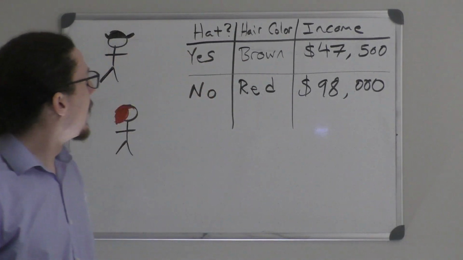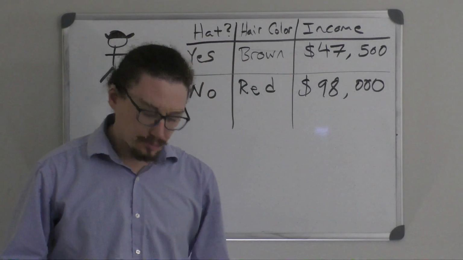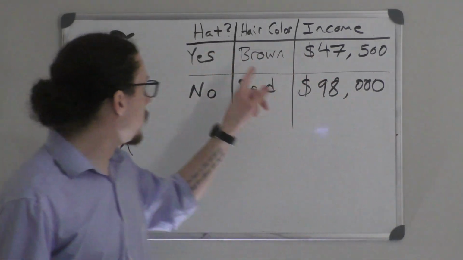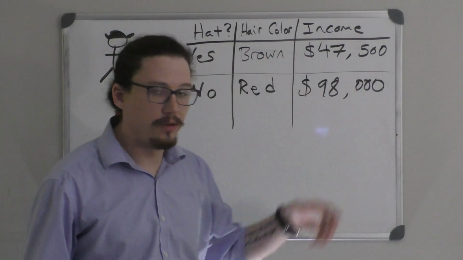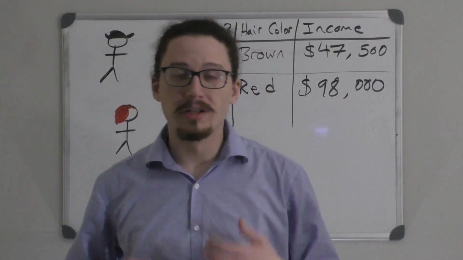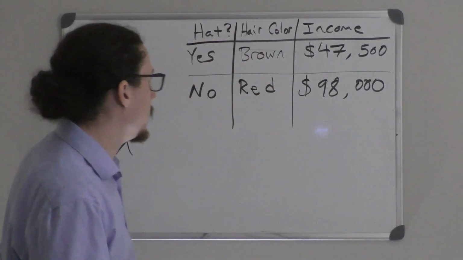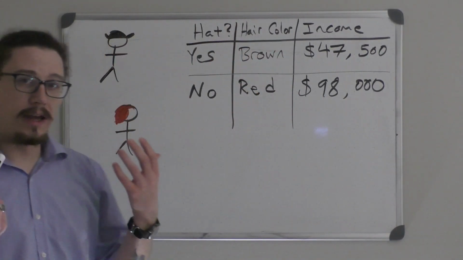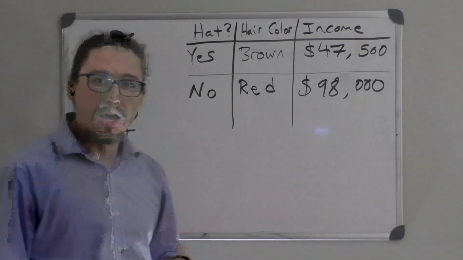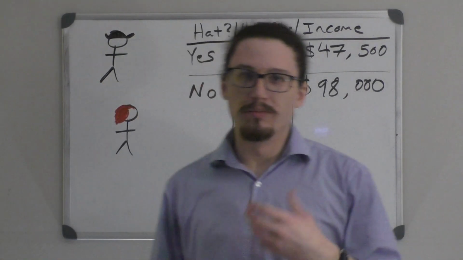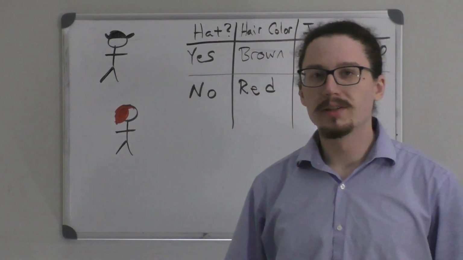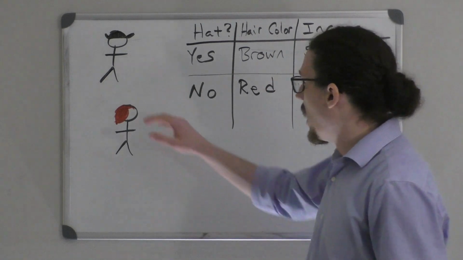All right, so all of this is to hopefully illustrate some of these concepts. Everything in the cells, so the yes, the no, the red, the brown, the incomes, that's data. That's information. It's facts, it's figures. Then we look at this idea of elements. These two individuals, who we asked questions about, they are the elements of this study.